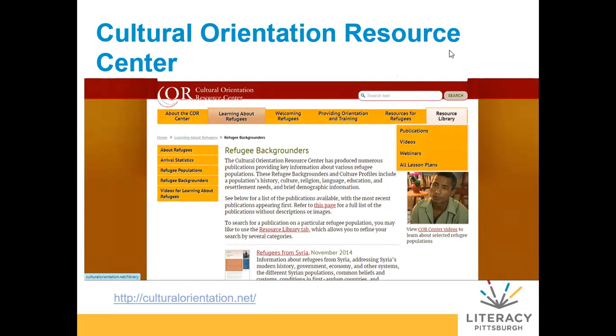But the core, the Cultural Orientation Resource Center, this is developed for agencies that work with refugee resettlement. And it is a very useful resource. You can see they have background information on refugees from Syria, from Afghanistan, from Democratic Republic of Congo, and they just give you a lot of background information.